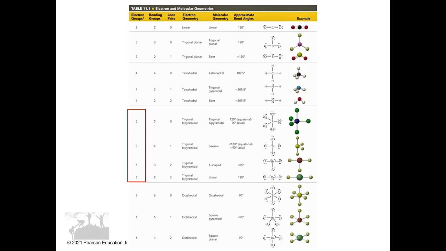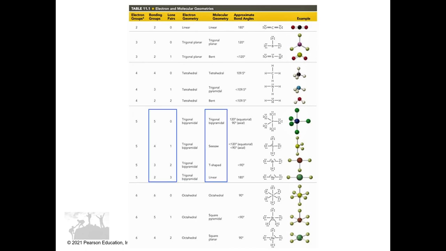Okay, so here's our first column, fives all the way down. Now let's compare that first column with the second and third columns. You could see that the number of bonding groups added to the number of lone pairs equal the number of electron groups. Okay, so the first three columns down. Now, let's look at the next column. The number of electron groups tells you the electron geometry. So if we have fives all the way down in this one section, you know that the electron geometry for all four of those rows is trigonal bipyramidal.